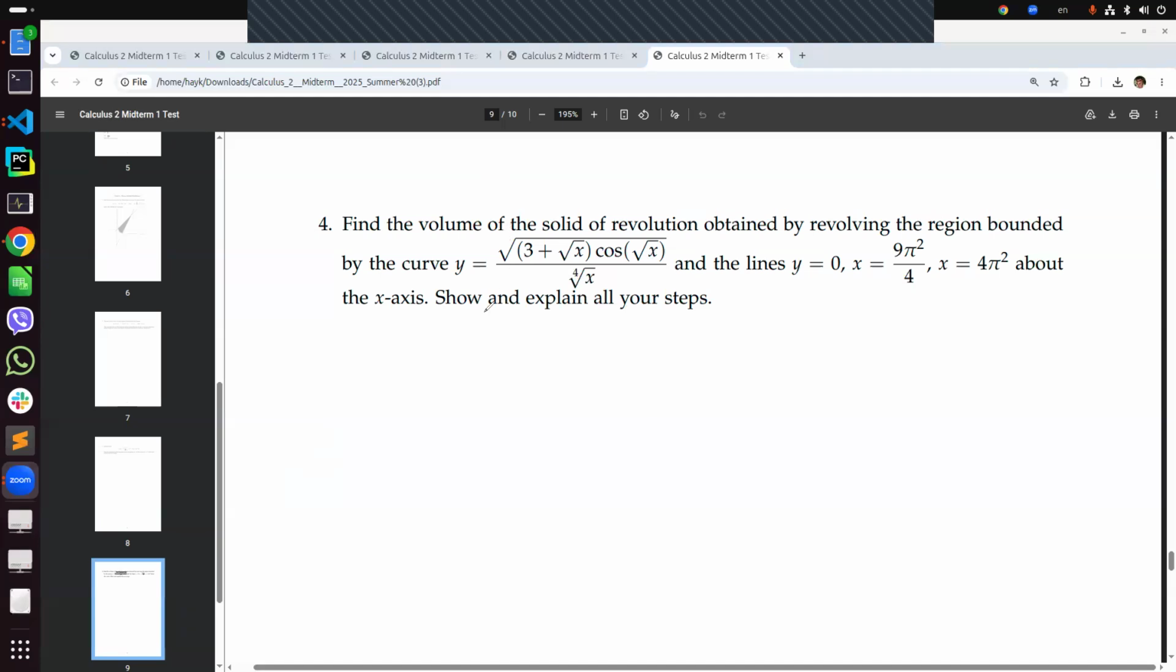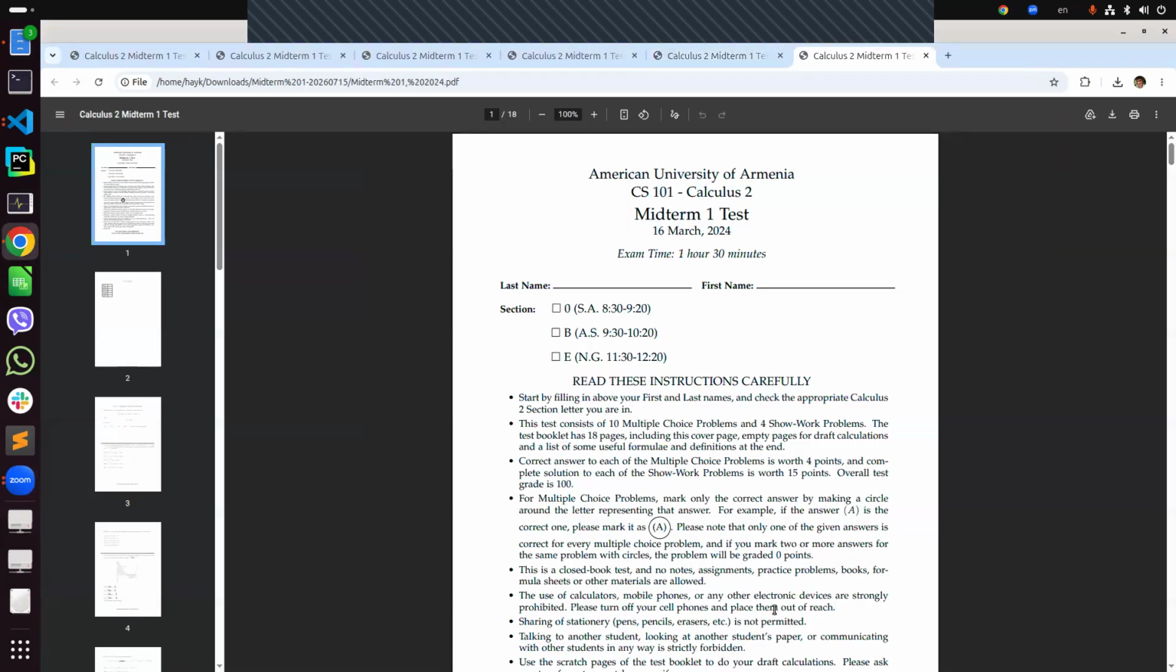We have two more questions on 2024. Multiple choice is number 6 and 8.